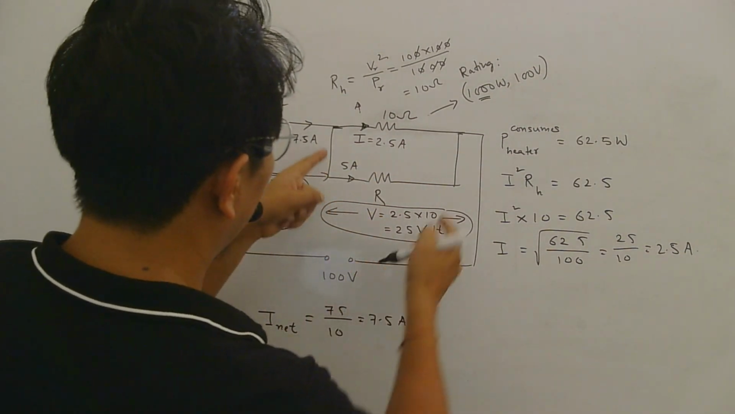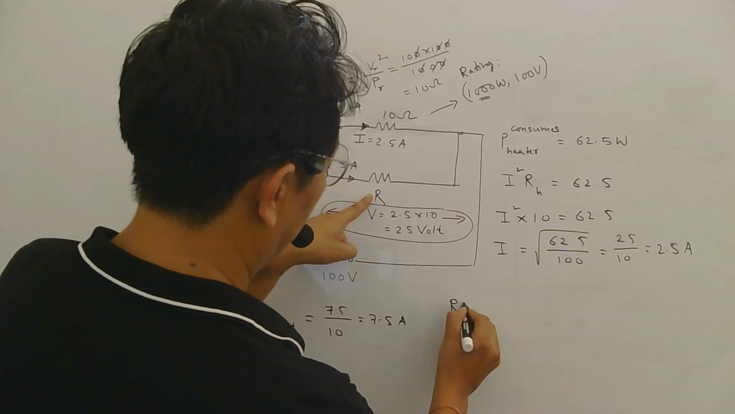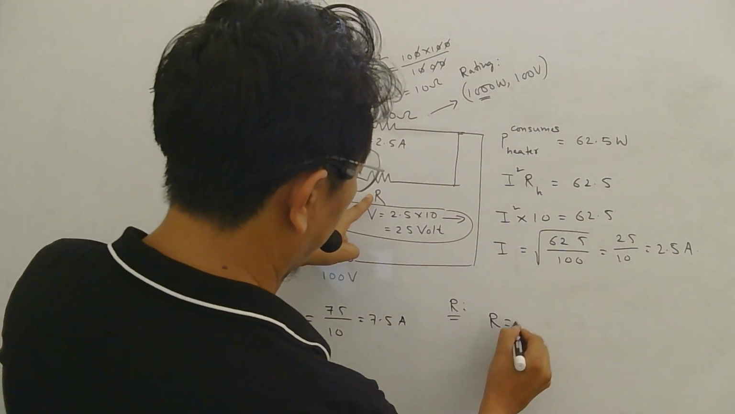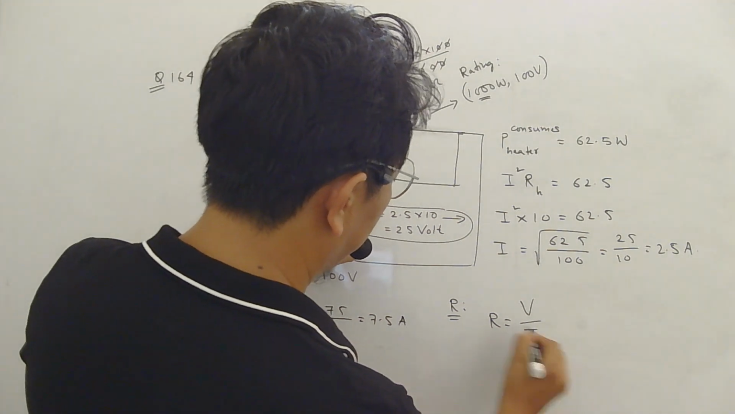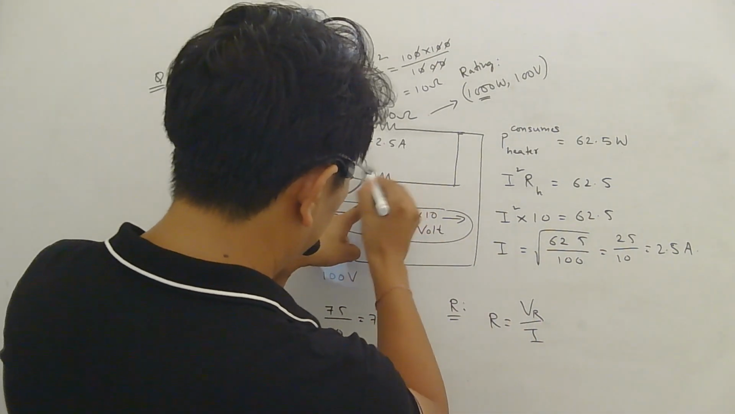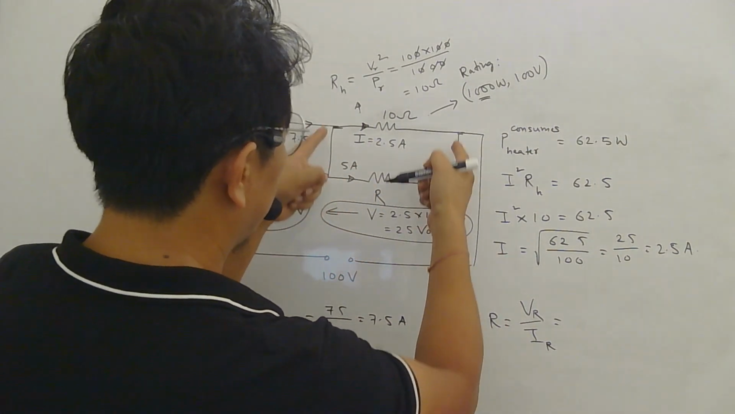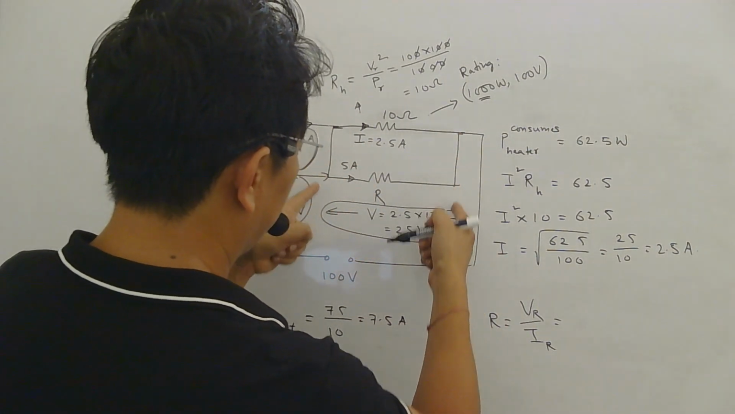And once I know voltage here is same as voltage here also. So for resistance R, if you use Ohm's law, R will be V by I. Which V? Voltage across this R, current in this R. Voltage across this R is same as voltage across this R, which was 25.